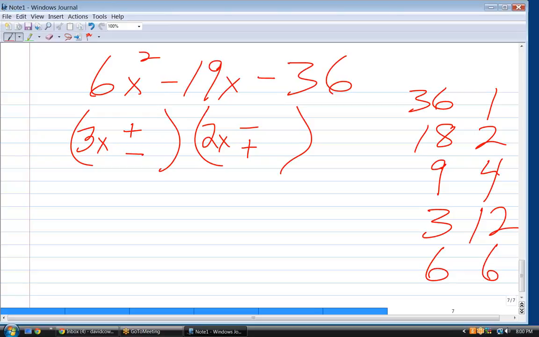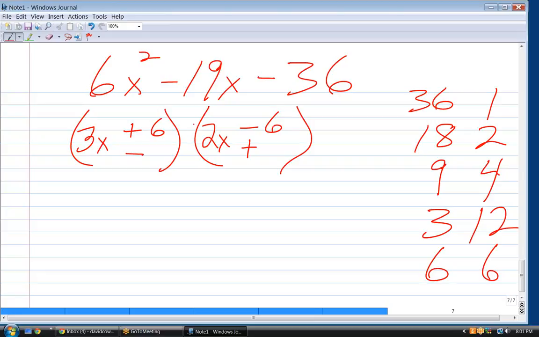Now, which ones to start with? Let's see. Probably the 6 and 6, right? Yeah, there's a problem. If I do 6 and 6, notice the signs are opposite. So the 6 times the 2 is going to offset the 3 times the 6. So there's no way we're getting to 19.